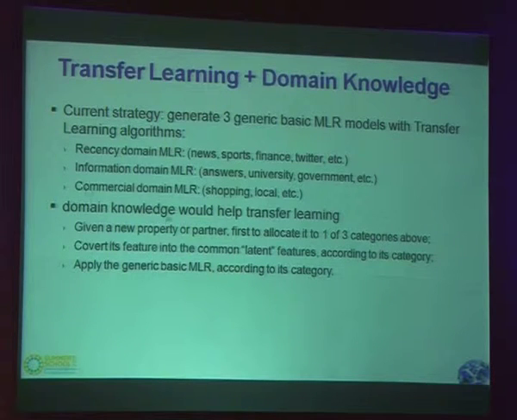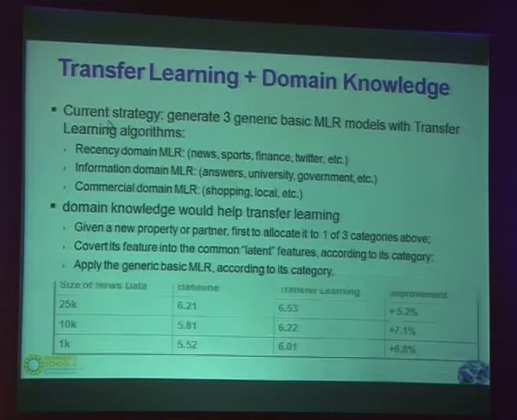There are some listing problems, something like shopping and local, they are similar. For example, text matching, they are similar. User review, they are similar. But maybe for local, distance is more important. For shopping, the price is more important. So this type of information is more important.